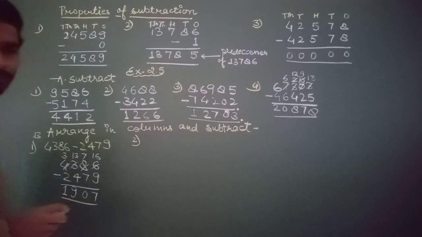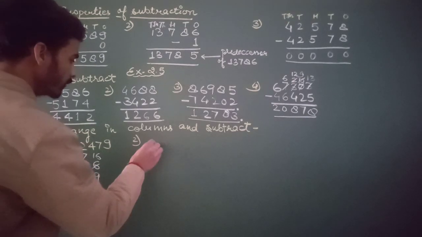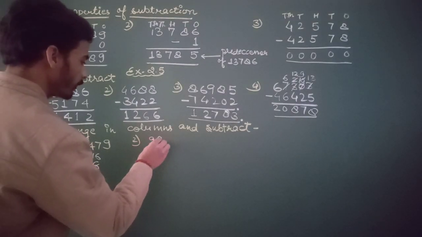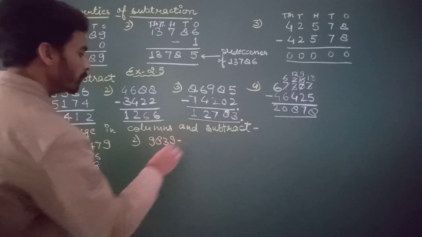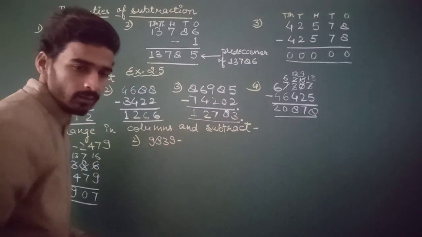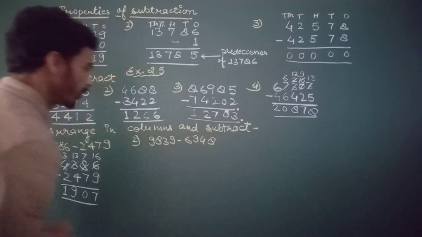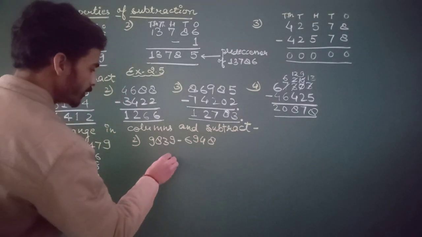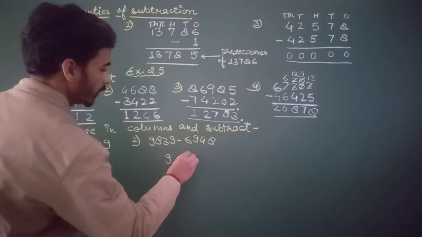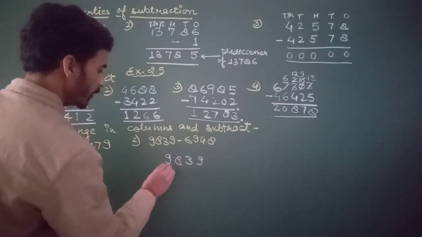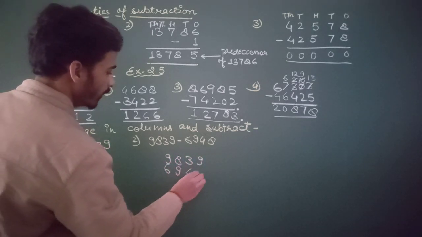Question number 2 is 9,839 minus 6,948. So 9,839 minus 6,948.